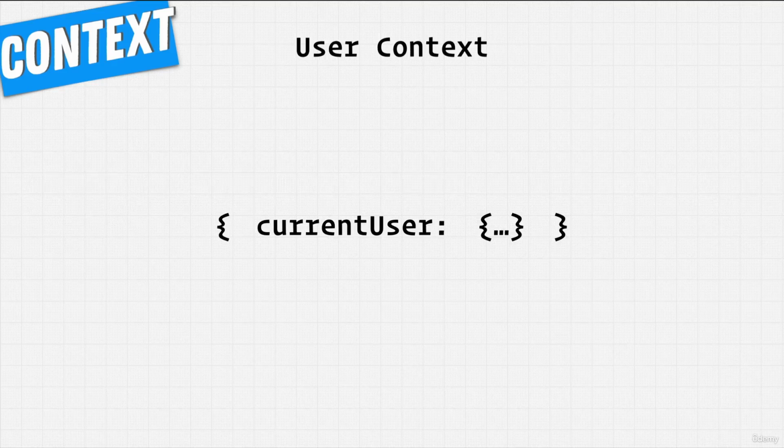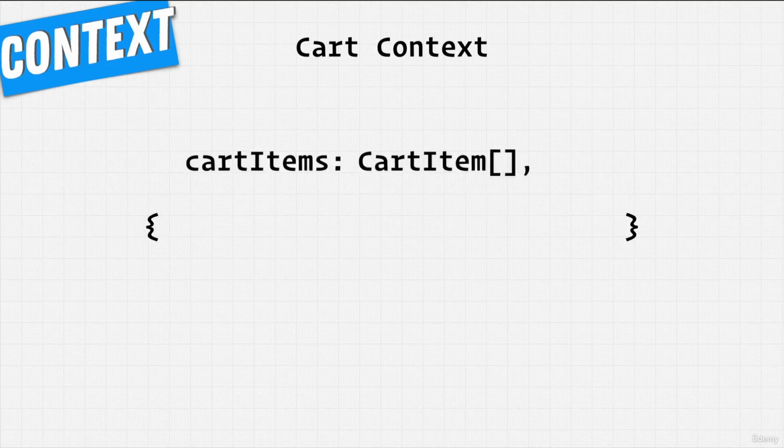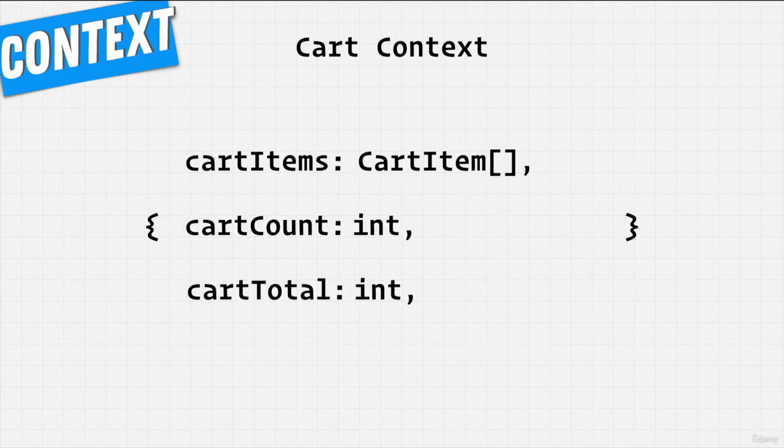Right now, when you think about your user context, it really just holds an object which has the value of current user, which is either null or an object. It's a very simple context. It's just storing one thing. But let's take a more complicated example, like our cart context. Our cart context contains multiple values. It can store cart items, which is an array of cart item objects. It can store a cart count, which is an integer that represents the total number of cart items inside of our cart. And we have a cart total, which is a value representing the total cost of goods inside of our cart.